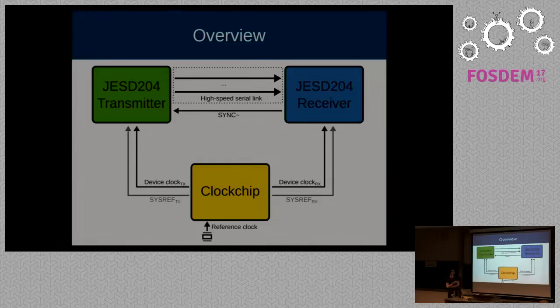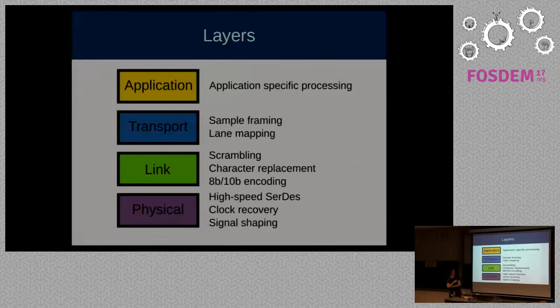Right, and there are 2 different classes of transmitters and receivers. There's the so-called converter devices and the logic devices. The converter devices are your ADCs, DACs, and so on, and the logic device is the processing. And in addition to this, as I said, JESD not only defines the physical link layer, but it also does a lot of other stuff. And the standard defines 4 different layers.